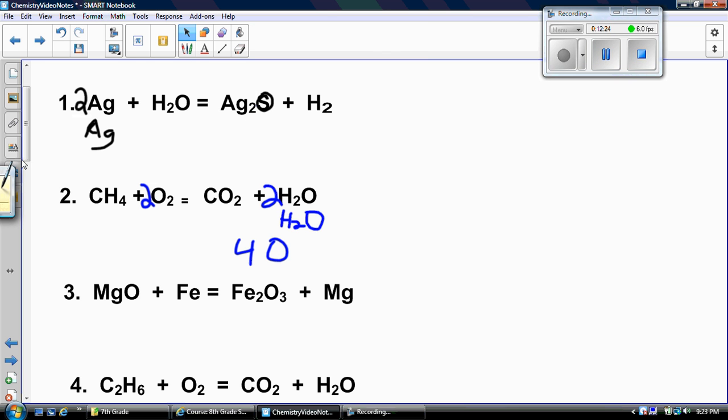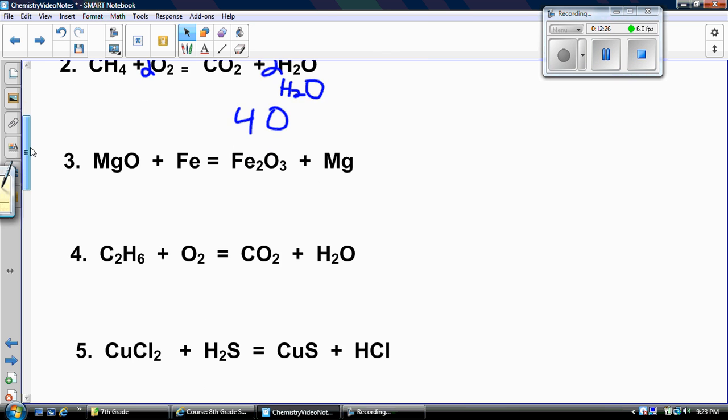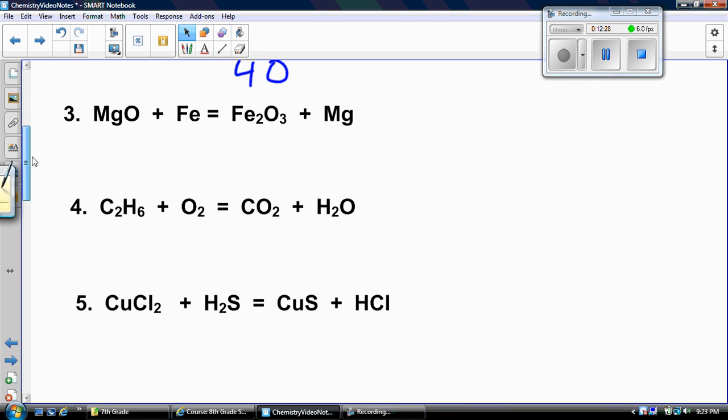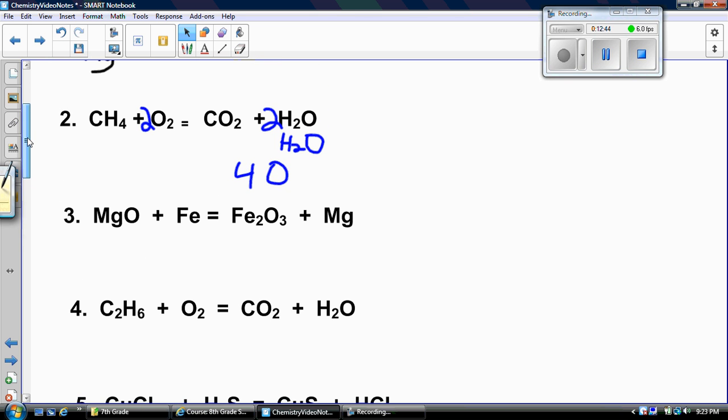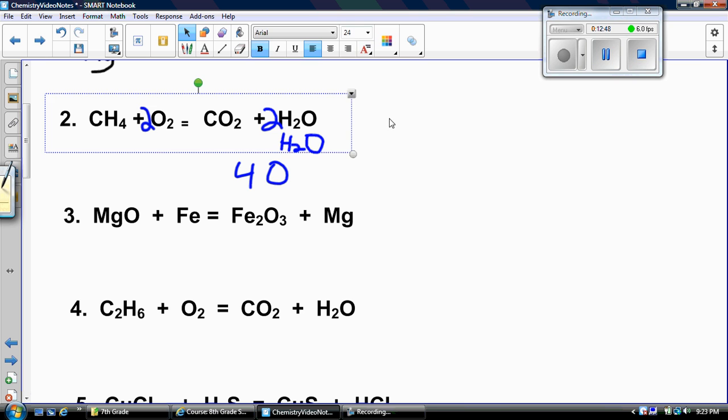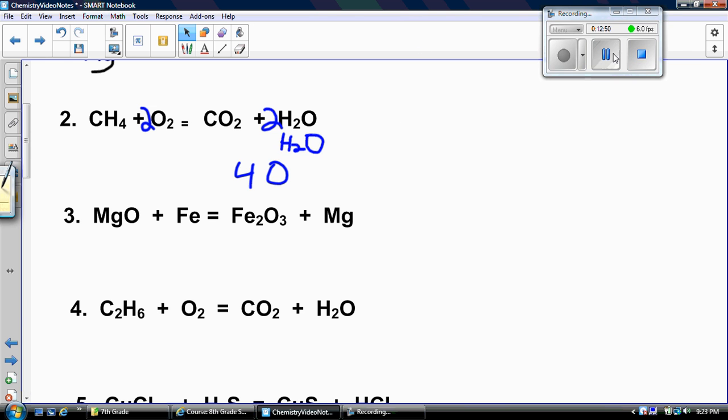Okay, so what you're going to do for the rest of these, you're going to balance them. And so the first thing you're going to do is just go through each element. Are they the same? Mg, O, O3. There's a problem. Then you're going to have to figure out how to balance it by adding only coefficients. Oh, and I forgot one thing. Sometimes you guys like to do, well, let me fix this and I'll show you.